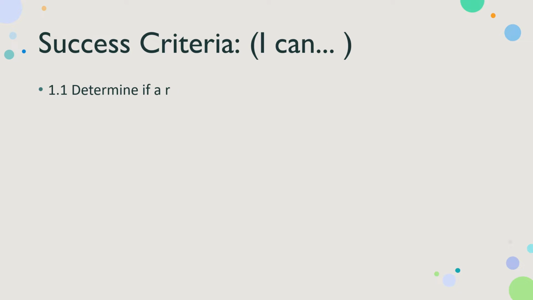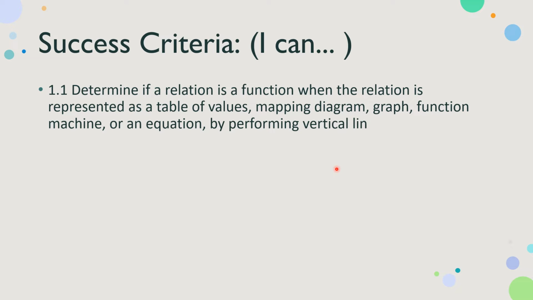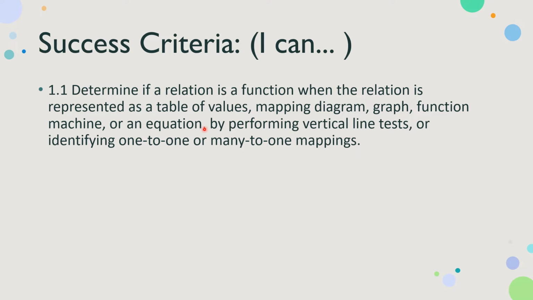So our success criteria: determine if a relation is a function when the relation is represented as a table of values, mapping diagram, graph, function machine, or an equation by performing vertical line tests or identifying one-to-one or many-to-one mappings. Okay, this is our success criteria from our last lesson. However, we're going to be focusing on mapping diagrams and function machines. Those are the two new ones that we'll be looking at in this lesson. We're also going to be using the one-to-one or many-to-one mappings to determine if these relations are functions.